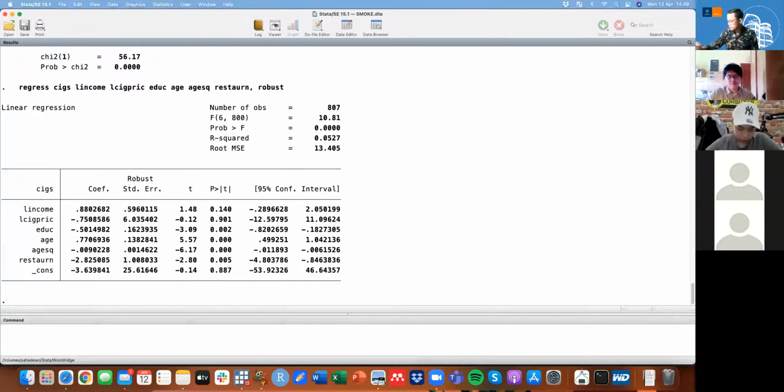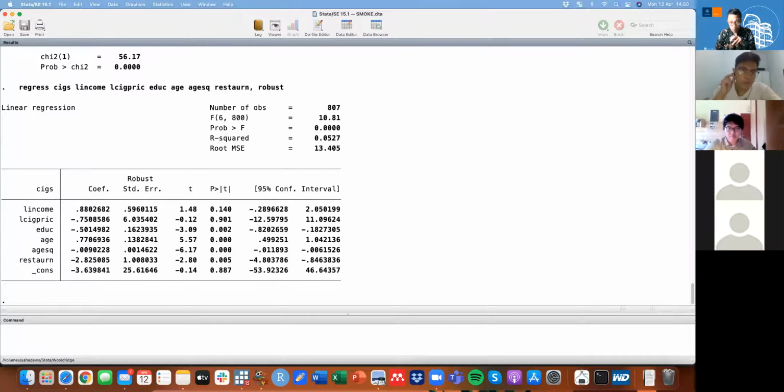Sir, yes, go ahead, Matthew. Is there a rule of thumb to determine how large the sample size should be if you want to use heteroskedastic robust standard errors? Unfortunately, I don't think so.